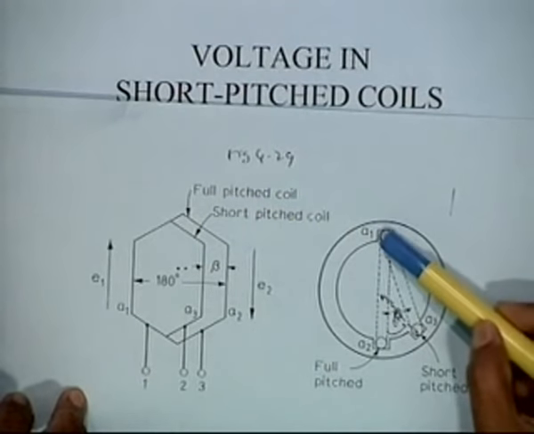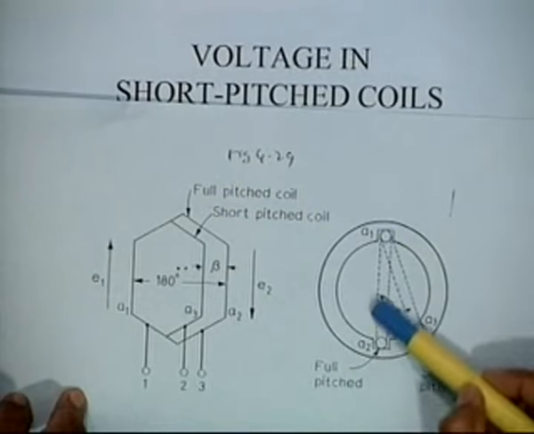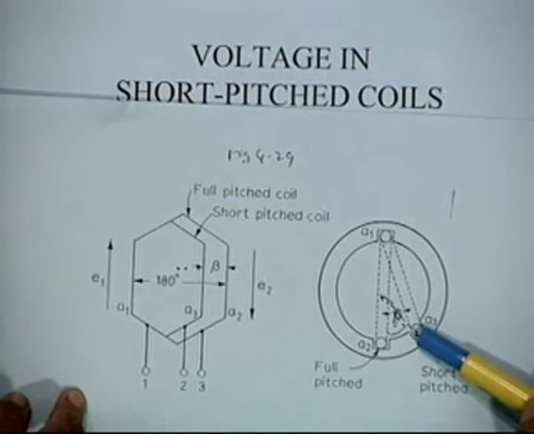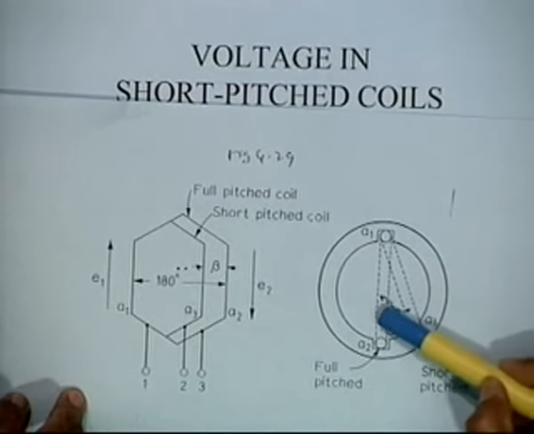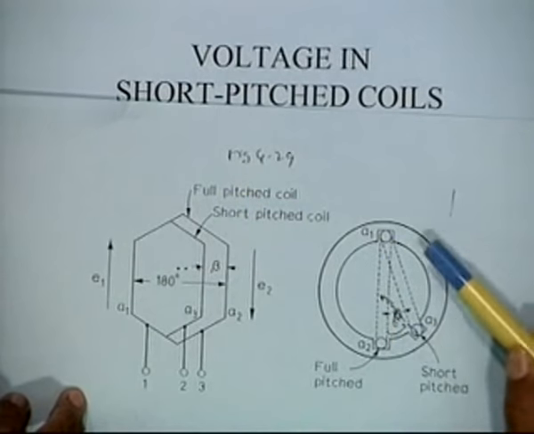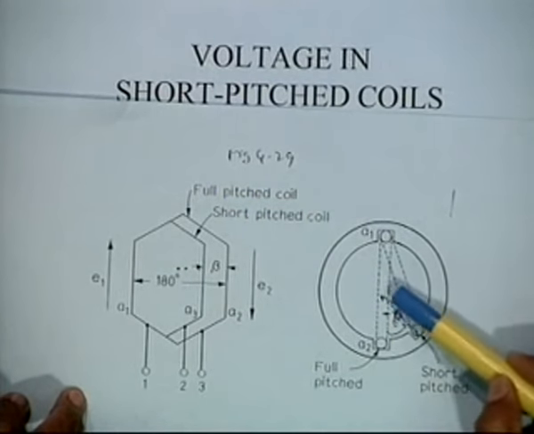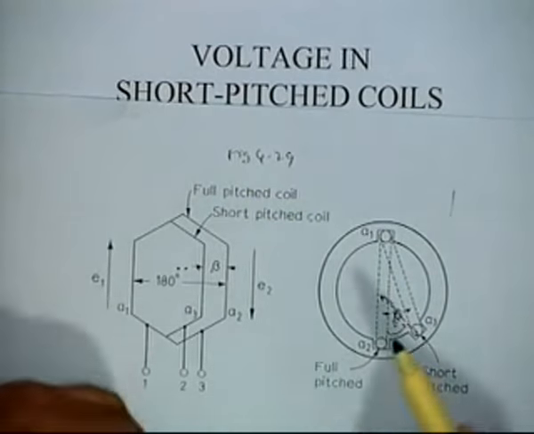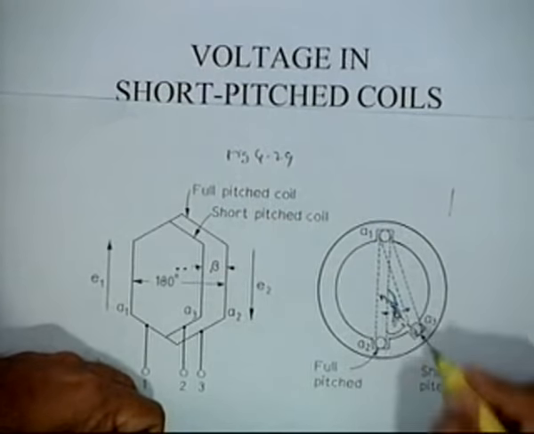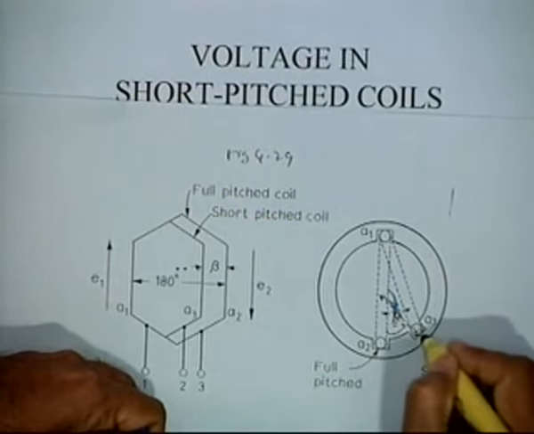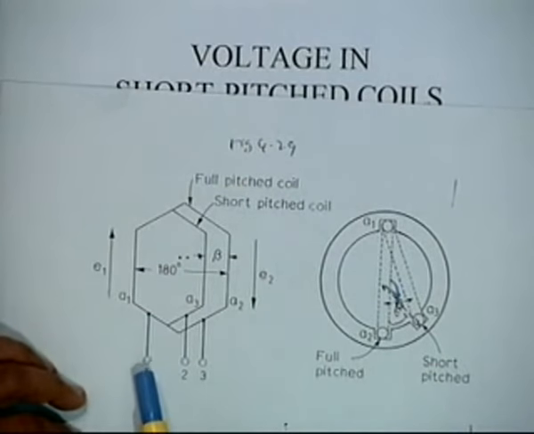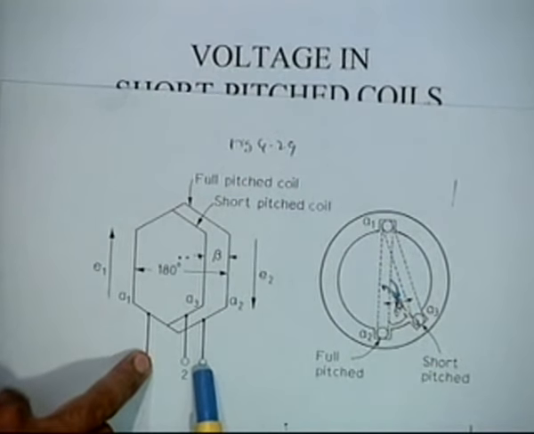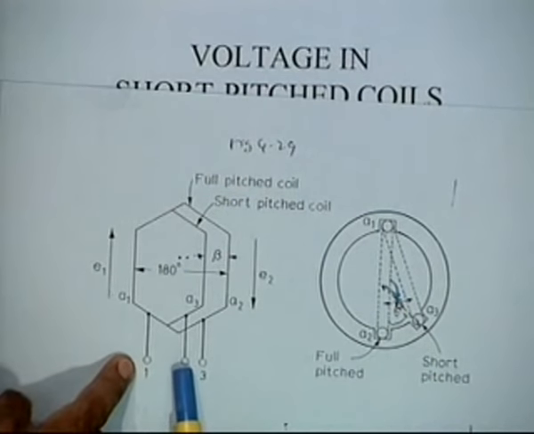So if I put A1 here and A2 here, this is a full pitch coil. But otherwise I can put A3 here, which is not at 180 degrees, it is 180 minus beta. So this angle subtending this will be 180, this angle is 180 minus beta. Is it clear how we put it? Now if you bring out the terminals, 1 3 is a full pitch coil terminal, and 1 2 is a short pitch coil terminal.